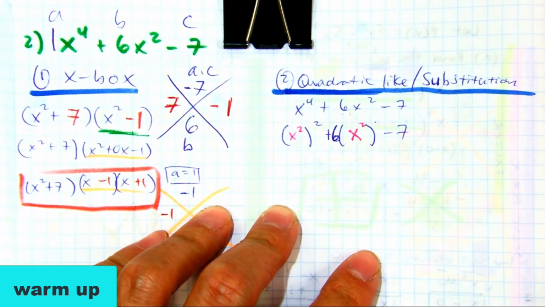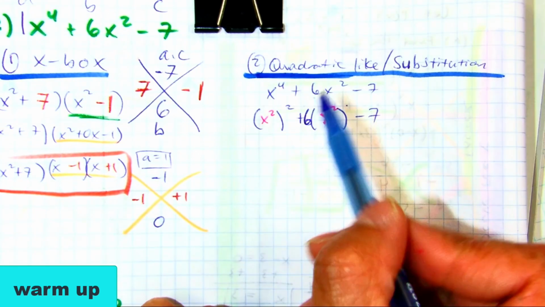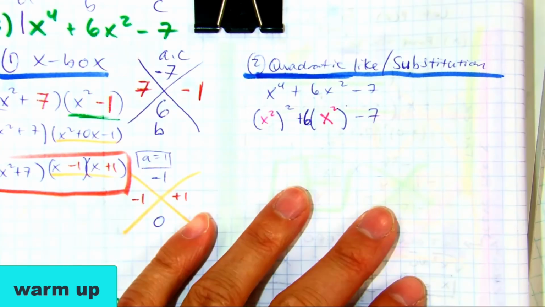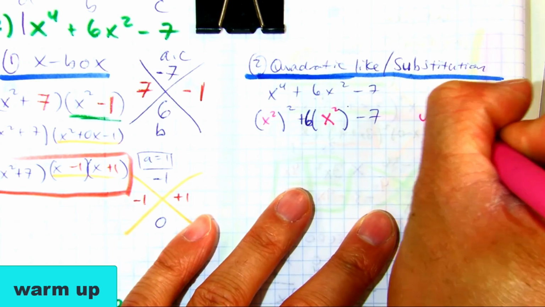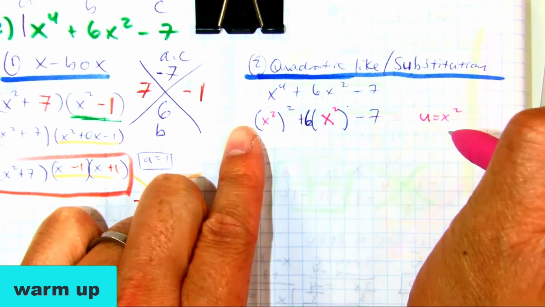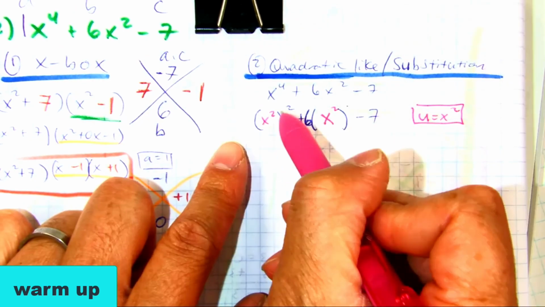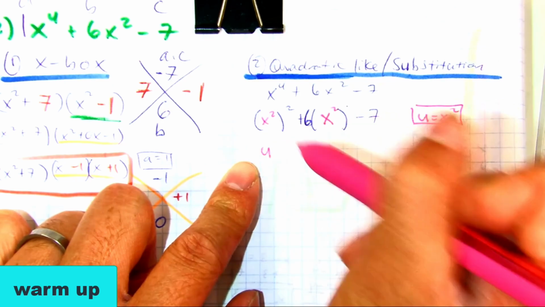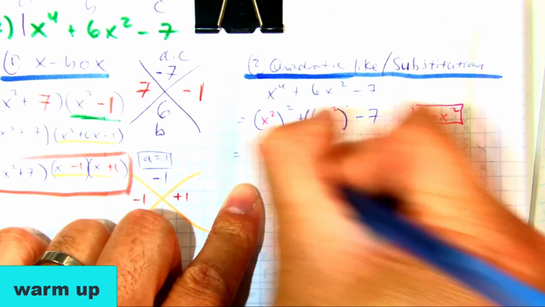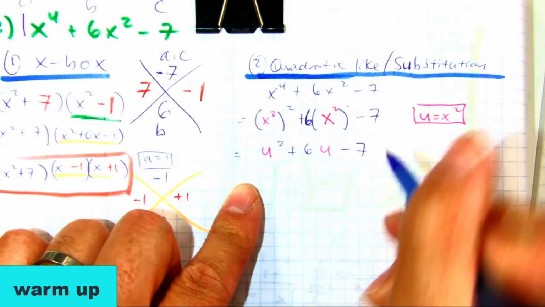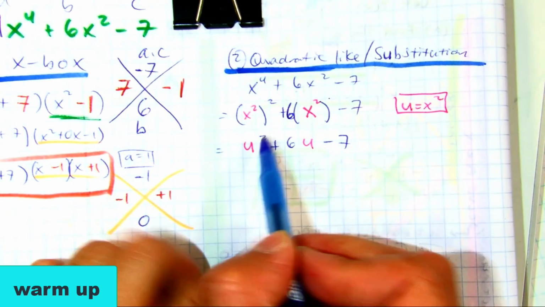As you climb the higher ladder of math and you like doing math because it's so much fun, we do substitutions. So you pick your favorite letter, u, and you make that equal to what's in this parentheses. So no longer do I have x squared, I'm going to have u squared plus 6u minus 7. Now it's quadratic-like. It's just quadratic. You just factor it.